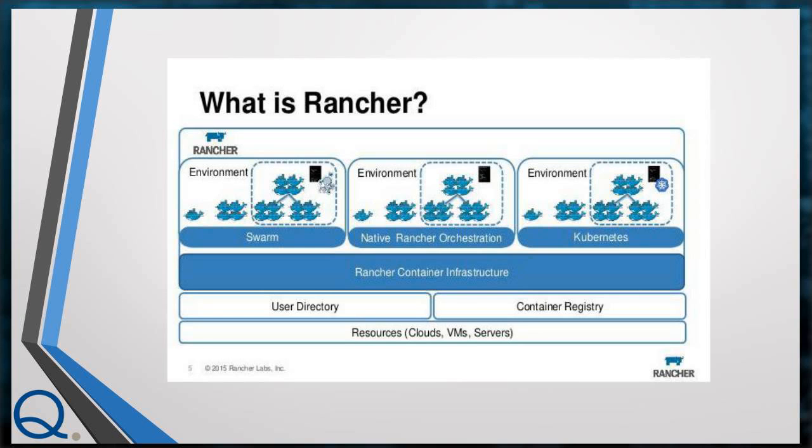And this is just a diagram of how the container engines sit on top of Rancher. And as you see, there's Swarm, the native Rancher orchestration, which is Rancher Cattle, and Kubernetes. And the API for Rancher just sits right on top of all of those three. So it's kind of agnostic to those different tools.